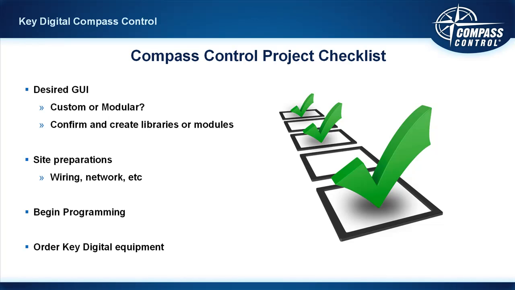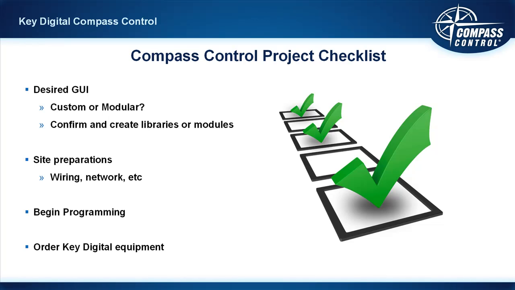One of the first things I always recommend to folks who are just getting started with Compass Control is to draw out their first GUI. Draw it on paper, okay? You've got to determine what that GUI is. Is it going to be custom or is it going to be modular? And then in that GUI, what devices are you using? You should know by now. You've sold the system. You know what you're controlling.